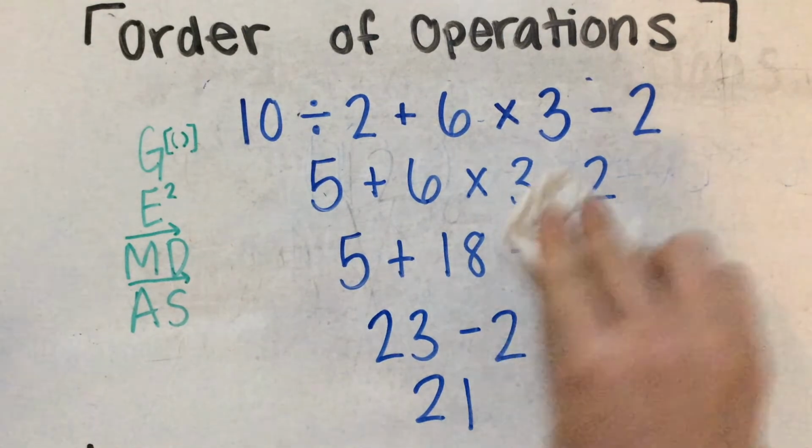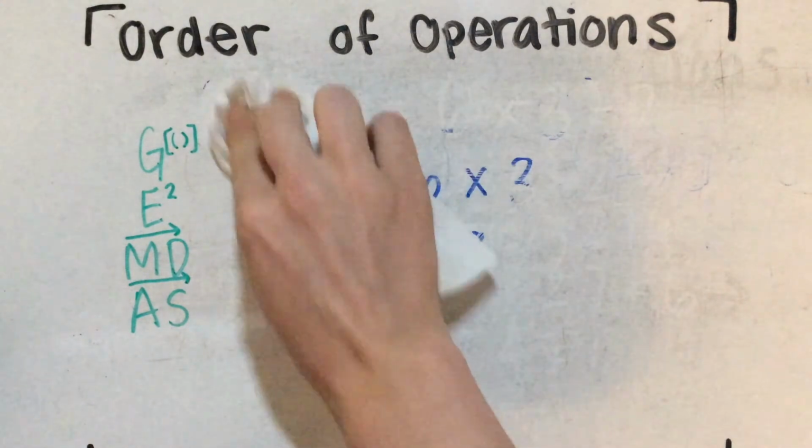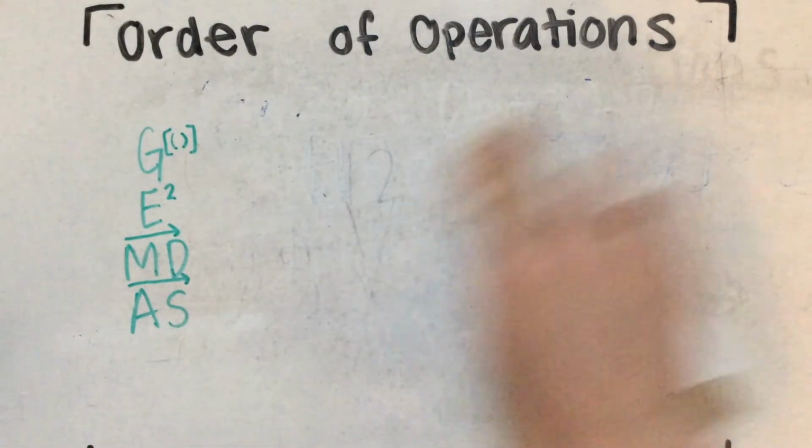Alright, let's do one more example. This time, let's get some grouping symbols.